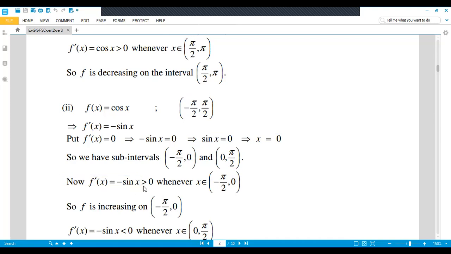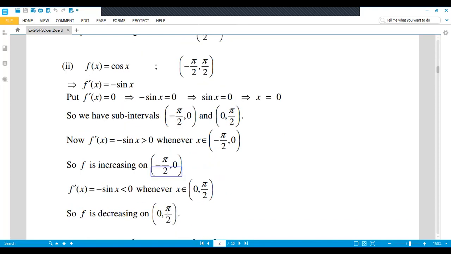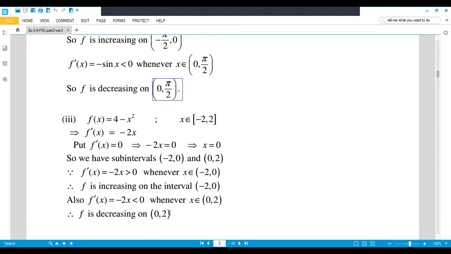Now for both intervals, we check this function. Minus sin x is greater than 0 for the interval minus pi by 2 to 0, because that is the fourth quadrant. So f of x is increasing on this. The first derivative, minus sin x, is less than 0 for 0 to pi by 2. So that is a decreasing function for this interval.